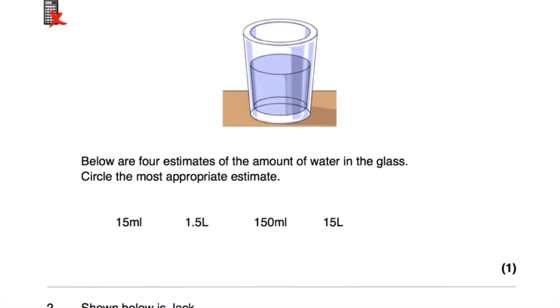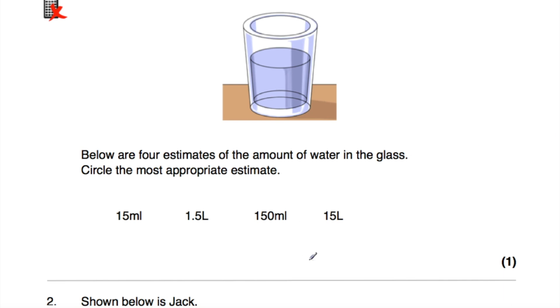Okay, so we've been asked to circle the most appropriate one. So the first thing I'm going to do is cross out some which just do not make sense. So 15 litres. If you think of perhaps a large bottle of fizzy drink, you've perhaps got 2 litres in there. So 15 litres is going to be 7.5 of those big bottles. This glass isn't going to be 15 litres, so that's not going to be the answer.